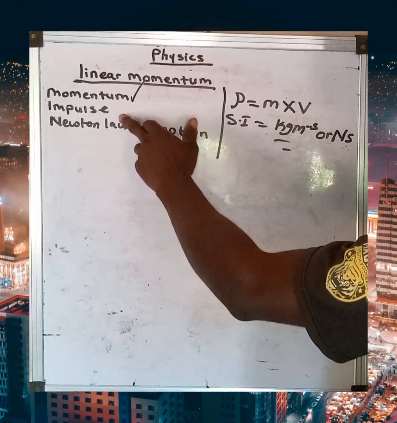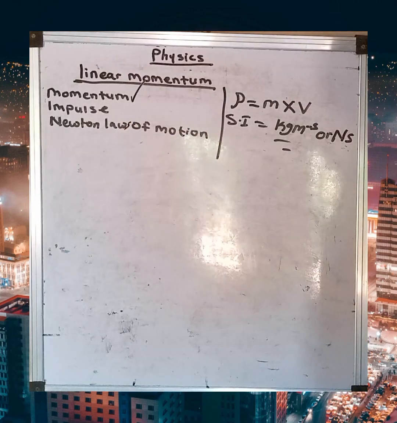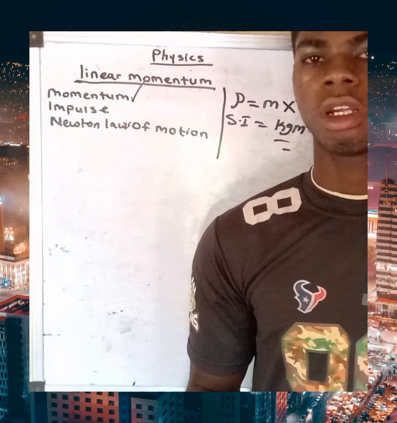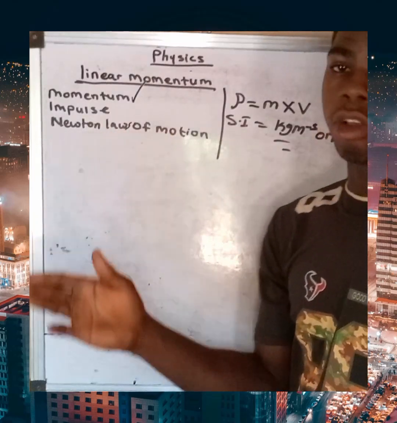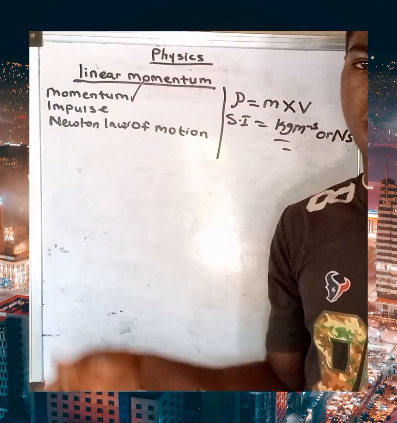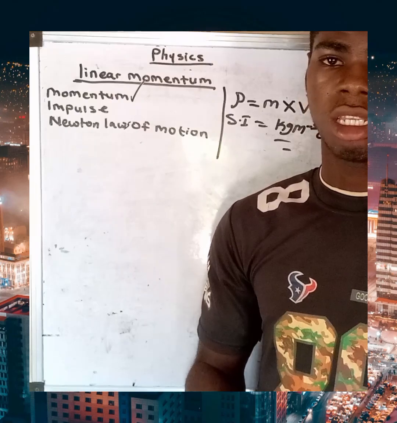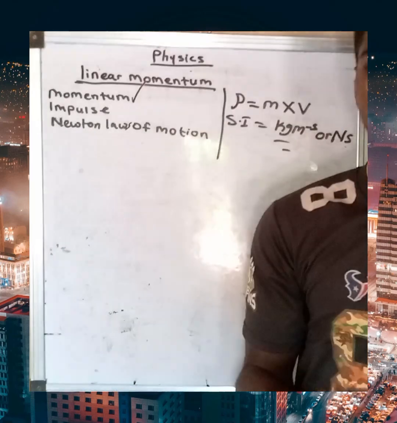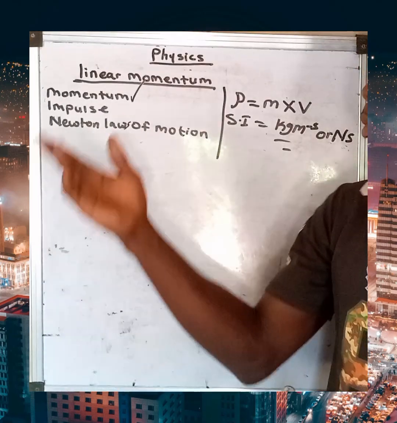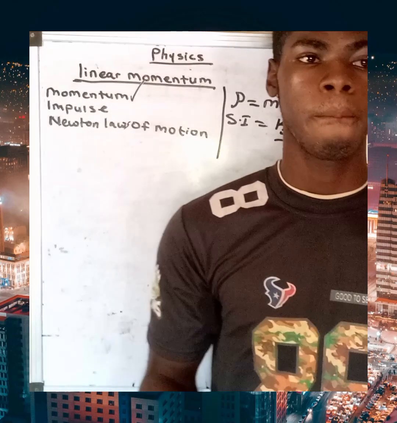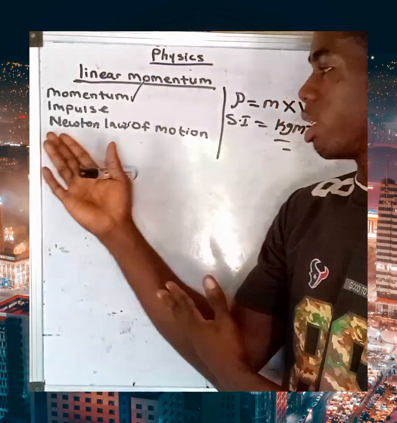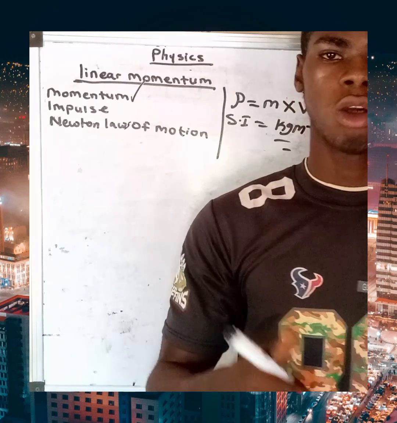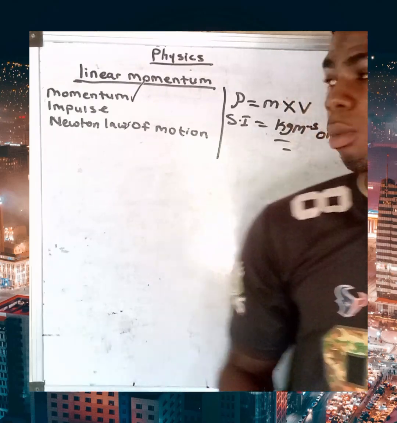So let's look at impulse. Impulse can be defined as the product of the force acting on the body times the time during which it acts. It is simply known as the product of force and time. Impulse is also known as a change in momentum. You can also call it a change in momentum or the product of force and time.